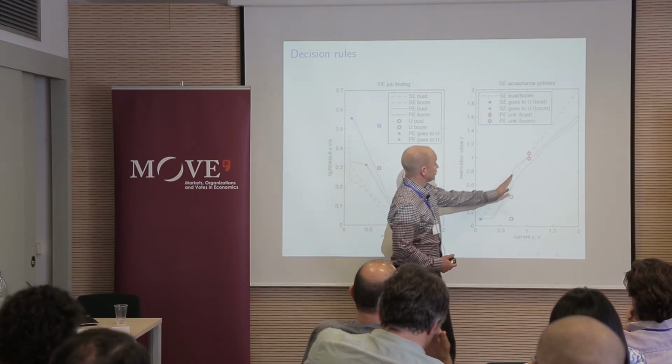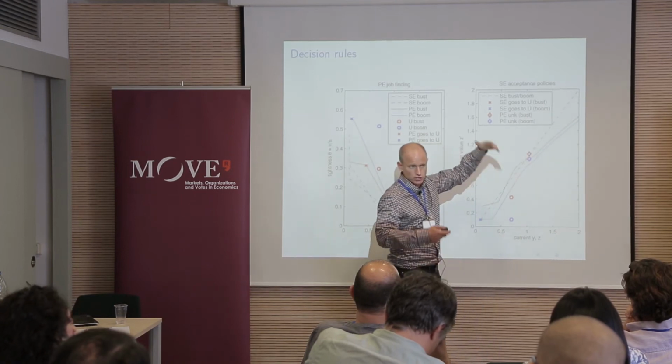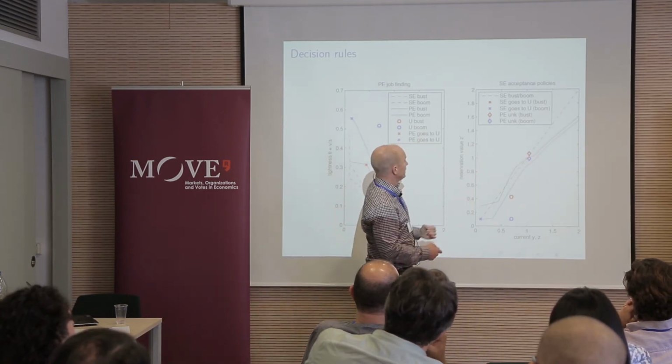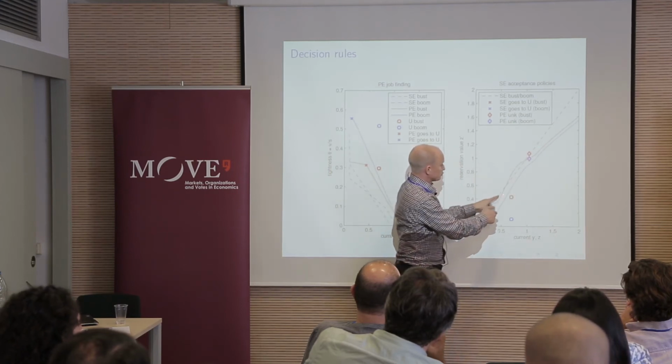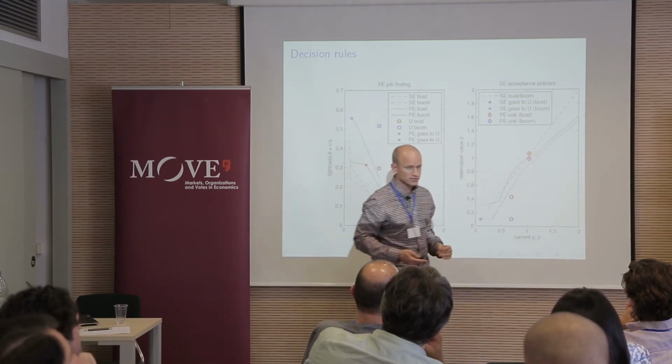Then for the self-employed workers, it's just the identity function, right? So you just accept whenever you get a better idea. And then you have here acceptance probabilities that just in recessions, you require slightly better ideas than in booms to switch, right?